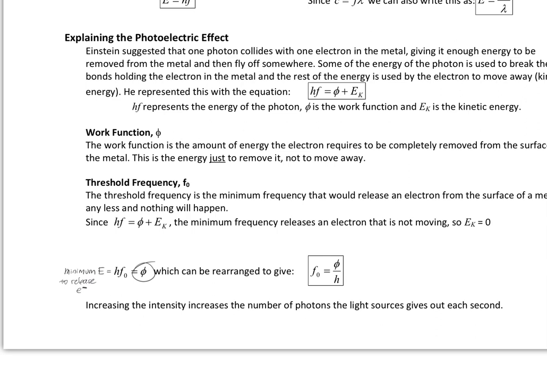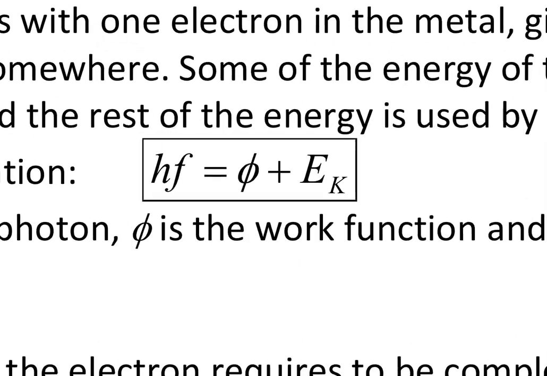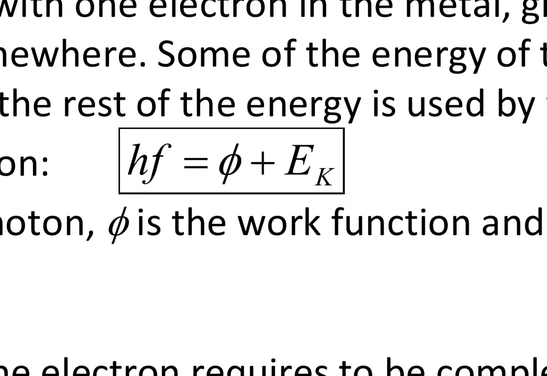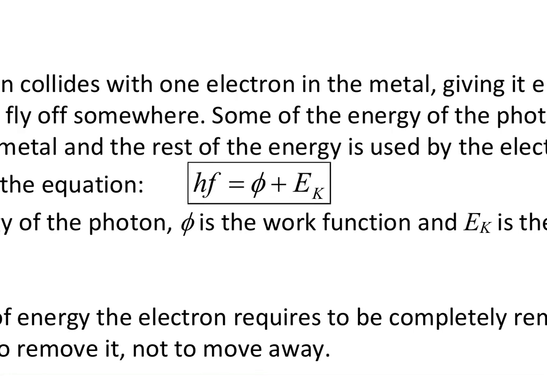So we're going to need more than the work function. That's what it says right here. This is the energy just to remove the electron, not to move it away from the emission plate. And this is the equation, this is the bush that I'm beating around. This is the actual energy of the light. E equals hf, the energy of the photon.